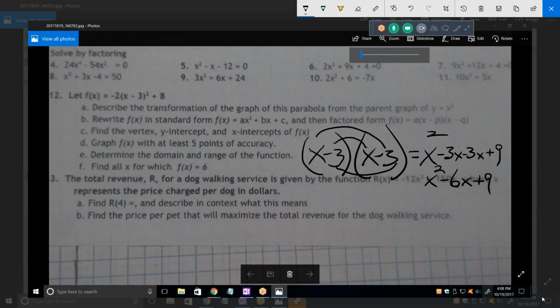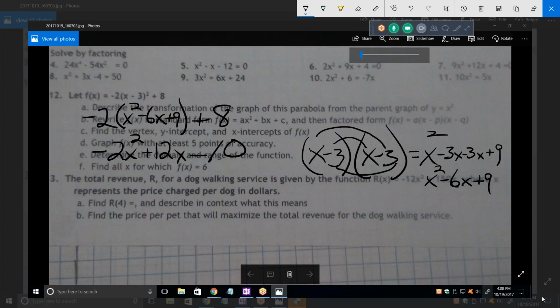Okay? So I'm going to write that. X squared minus 6x plus 9. That whole thing still has to be multiplied by minus 2, and then I have to add 8. So now distribute the minus 2. What do we have? So negative 2x squared plus 12x plus or minus 18. Plus 8 gives you minus 10.